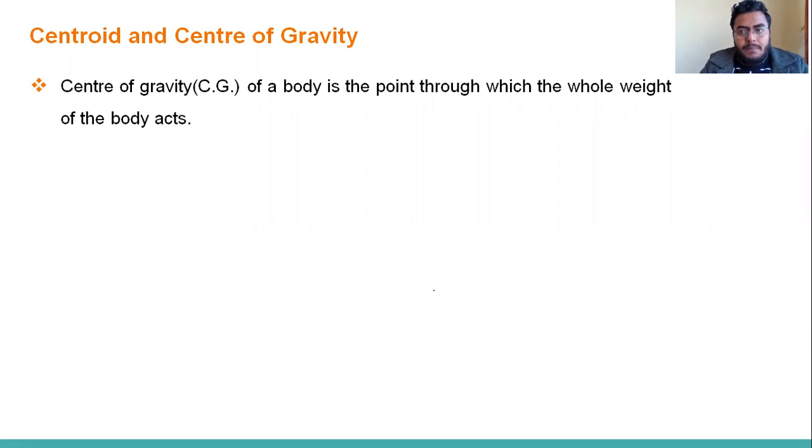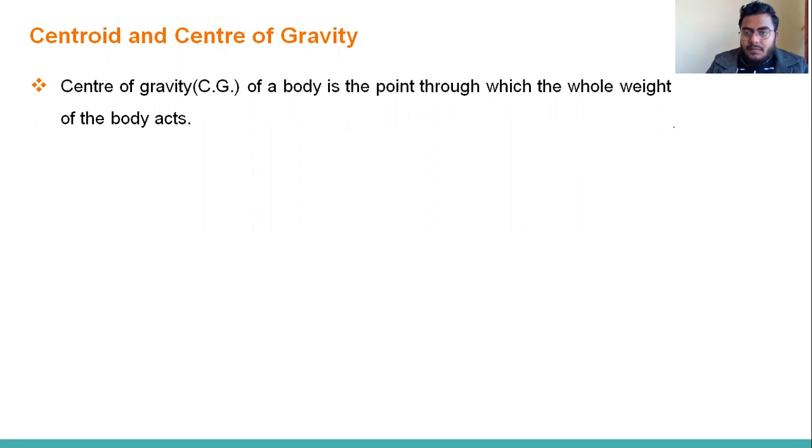So center of gravity, generally we denote by C.G. Center of gravity of a body is the point through which the total weight of the body acts or is concentrated. So the whole weight of the body is concentrated at a certain point. So that is called center of gravity. Or we can say the whole weight of the body is located at some point. So that is called center of gravity.